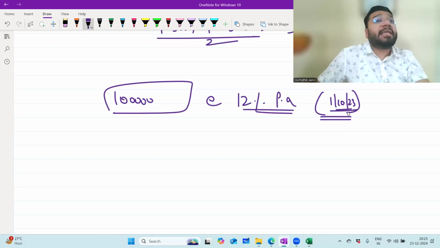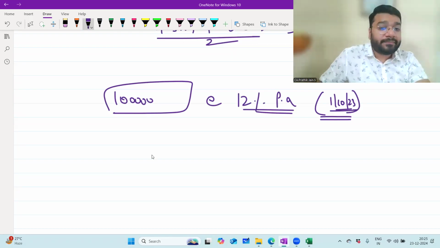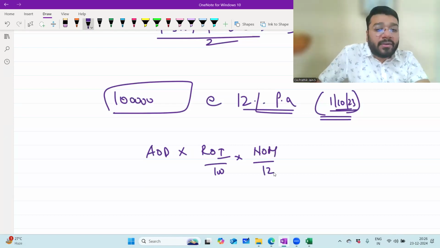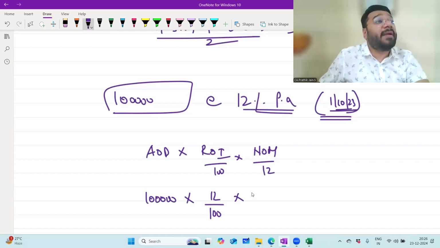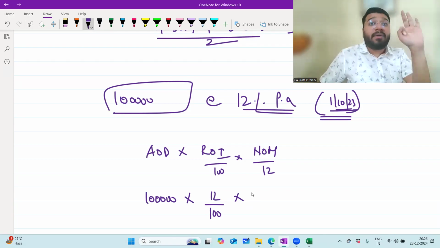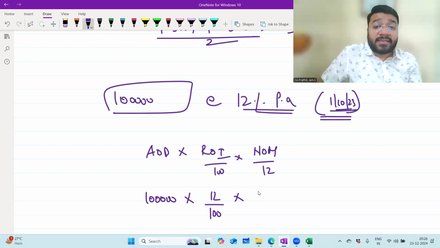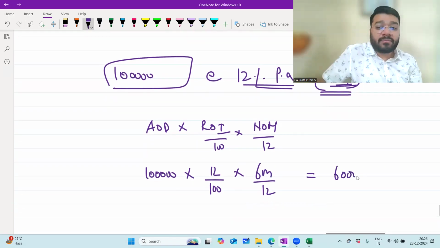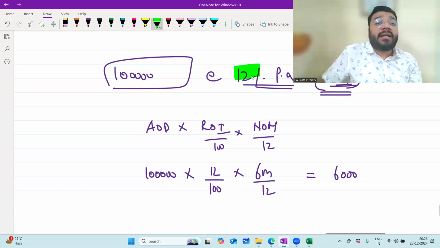Okay. Now, please calculate the interest on drawing using the simple method. What is the formula? Amount of drawing into rate of interest by 100 into number of months by 12. What is the amount of drawing? 1 lakh. What is the rate of interest? 12 by 100. Number of months: how many months have you enjoyed this money? I withdrew this money on 1 October, so we enjoyed the money for the entire October, November, December, January, February, March. 6 months I've enjoyed the money. What is the answer? 6,000. So this is when the interest is given with the word per annum.